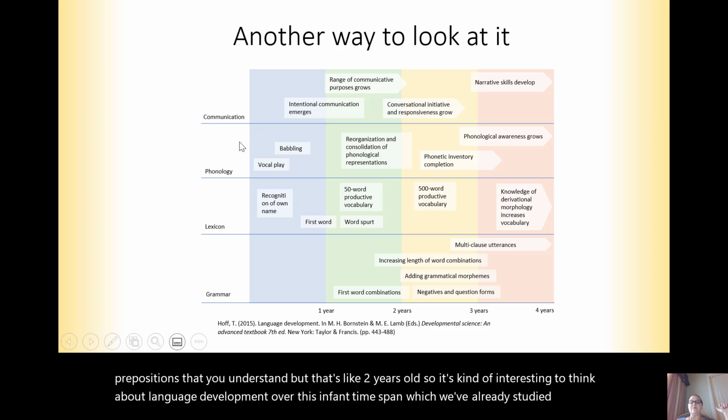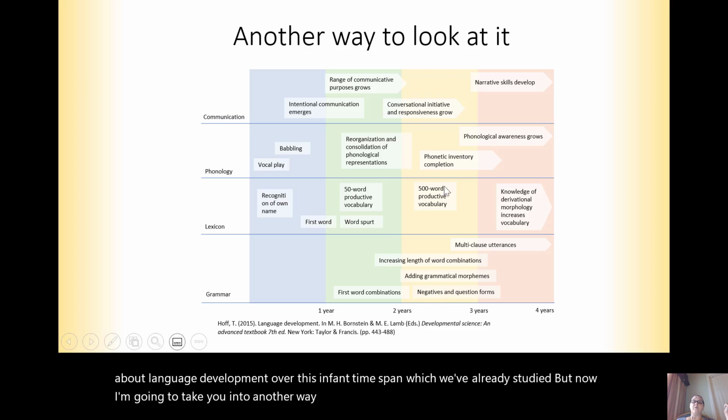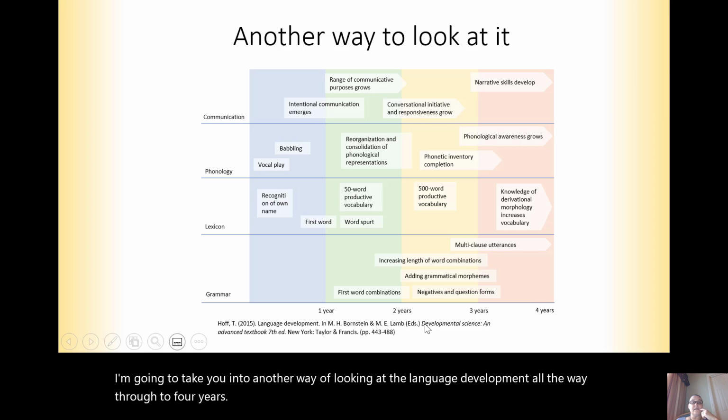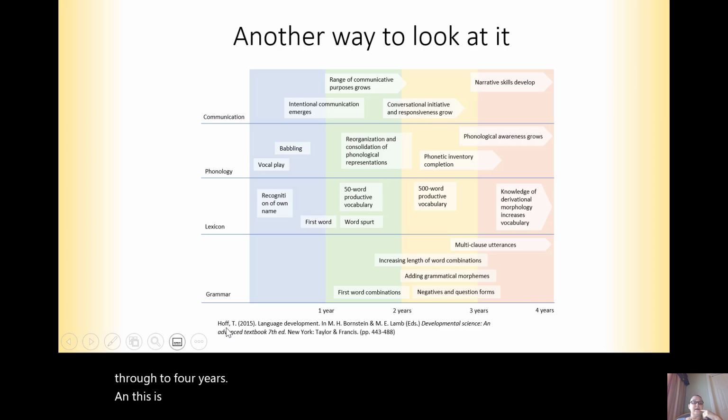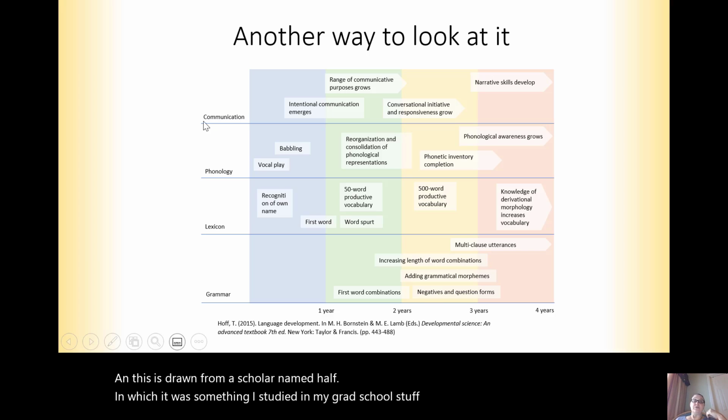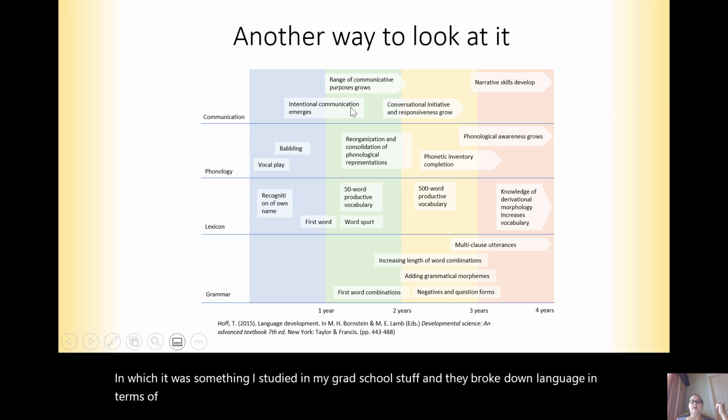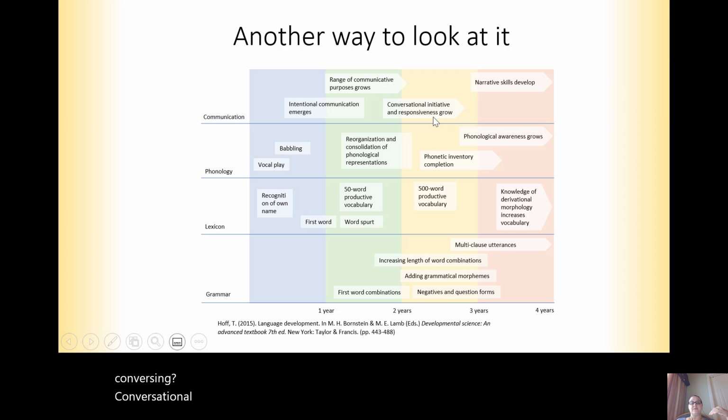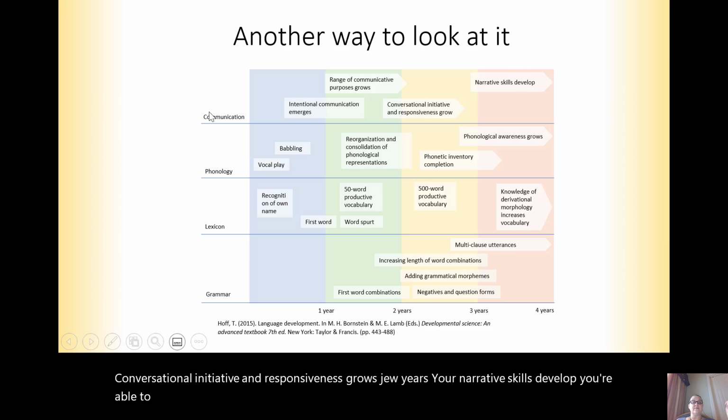But now I'm going to take you into another way of looking at language development all the way through to 4 years. This is drawn from a scholar named Hoff, something I studied in grad school. They broke down language in terms of communication, the intentional range of communicative purpose, like why you're conversing. Conversational initiative and responsiveness grows at 2 years. Your narrative skills develop. You're able to tell stories by 4 years.